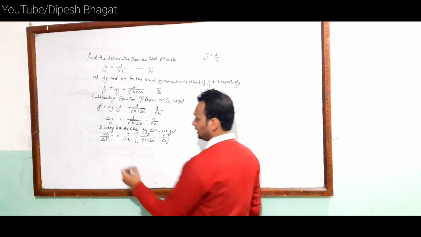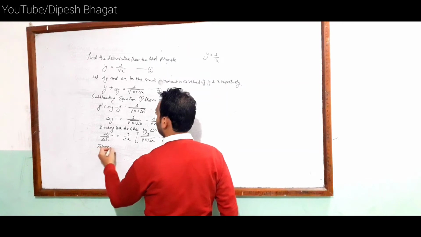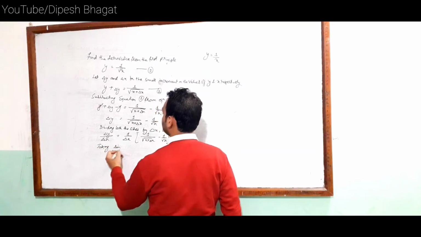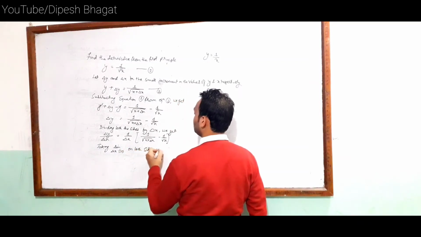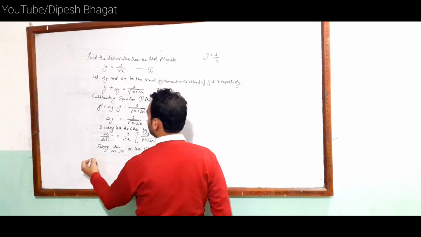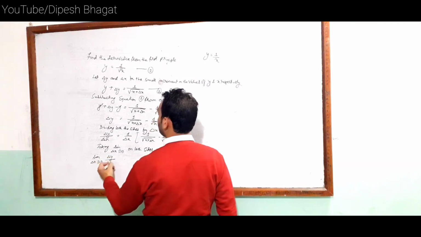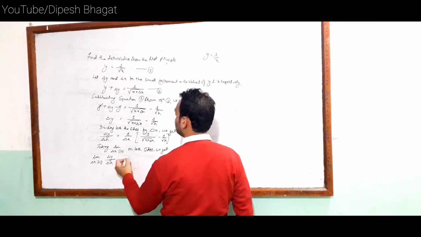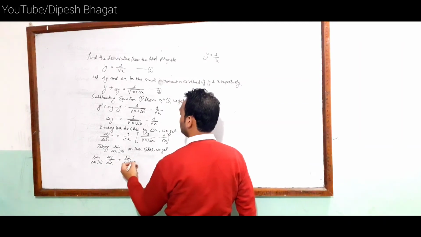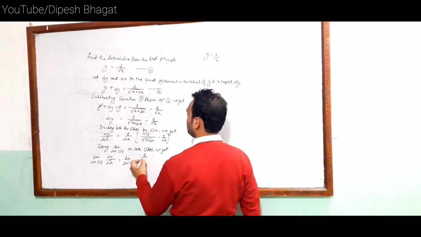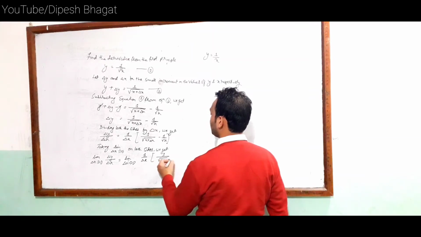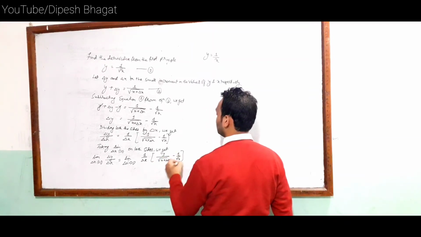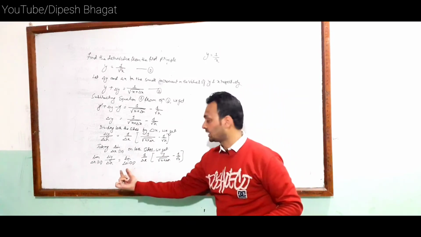Clear? So taking limit delta x tends to 0 on both sides, we get, so now the equation will be limit delta x tends to 0 of delta y by delta x equals limit delta x tends to 0 of 1 by delta x into 1 by root under x plus delta x minus 1 by root x. Is it? So now let's see what is the value when delta x tends to 0.